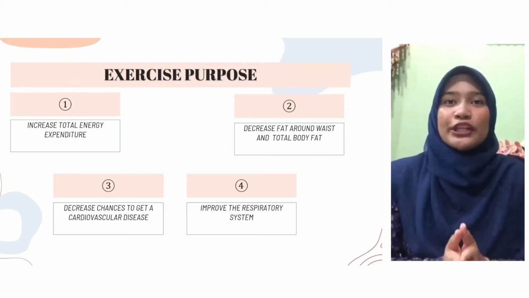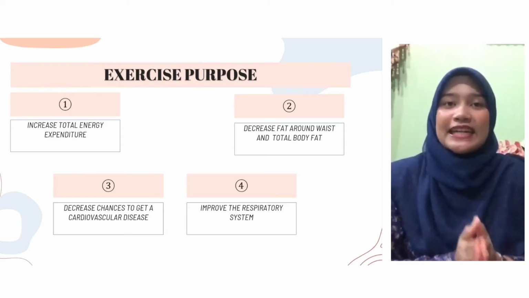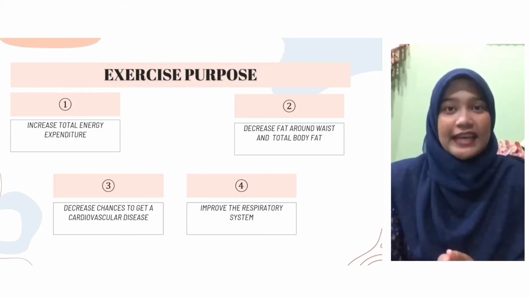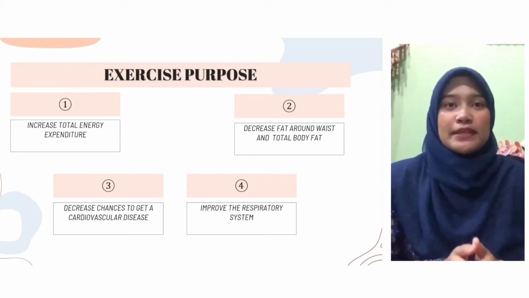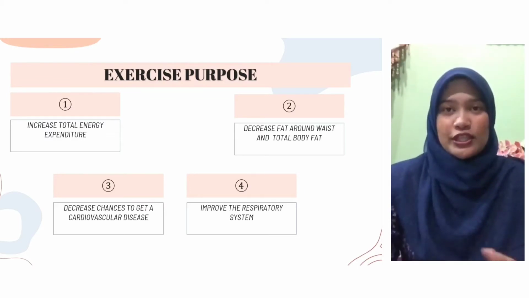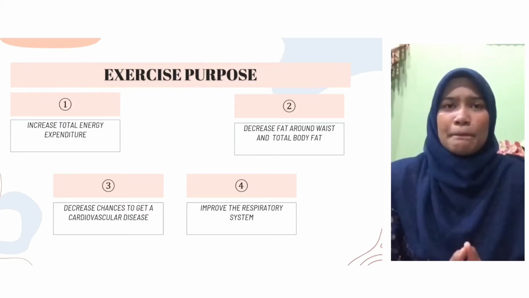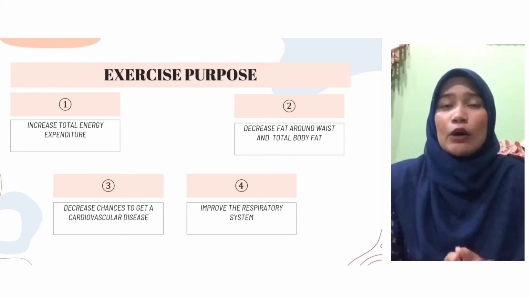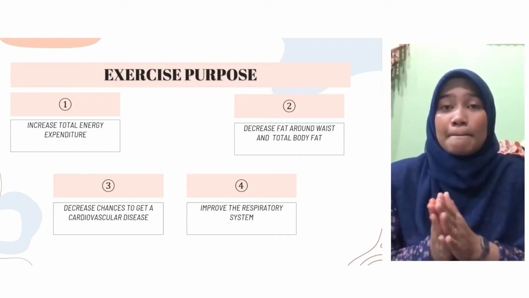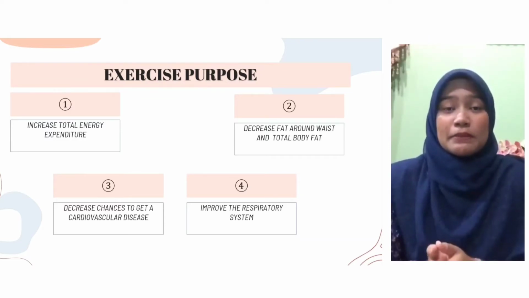The next point is decreasing fat around the waist and total body fat. It is a fast assessment of fat distribution that can reveal information about a person's overall health. People who carry more weight around their middle than their hips may be more susceptible to some health problems.